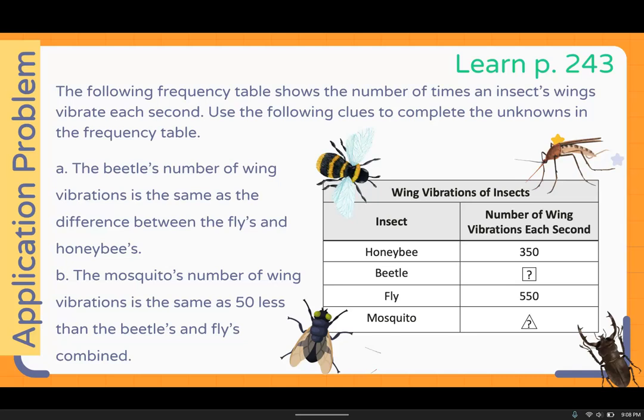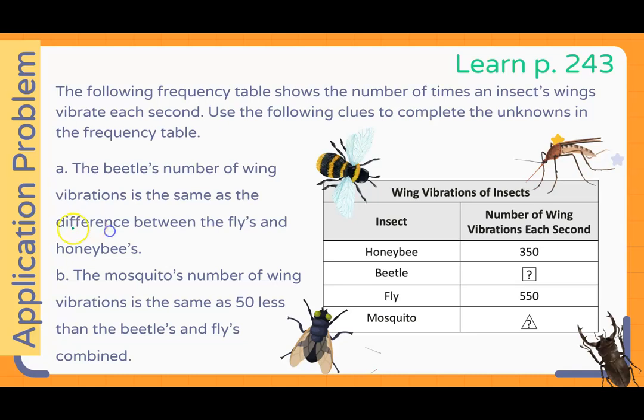A, the beetle's number of wing vibrations is the same as the difference between the flies and the honeybees. So the difference between the flies and the honeybees. So we're going to look at the fly and the honeybee first, okay? Fly and the honeybee first. So what are we going to do? It says it wants to know the difference. So we're going to subtract those two things, okay?